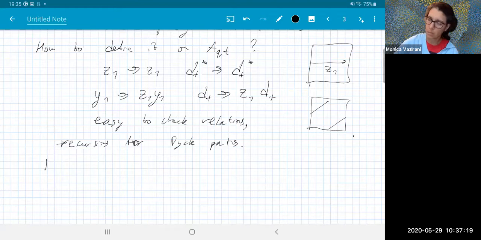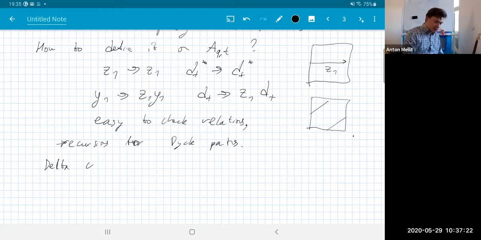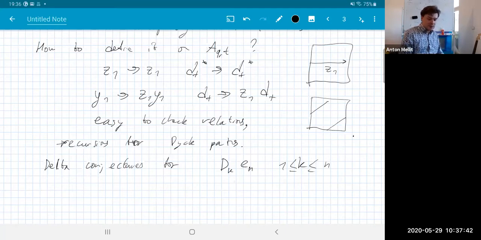And then there are the delta conjectures, in my notation in these notes, for k of En, where k is between 1 and n. You remember that D was a diagonal operator, and you're supposed to evaluate elementary symmetric functions in the weights. So there are these delta conjectures by Haglund and Wilson.